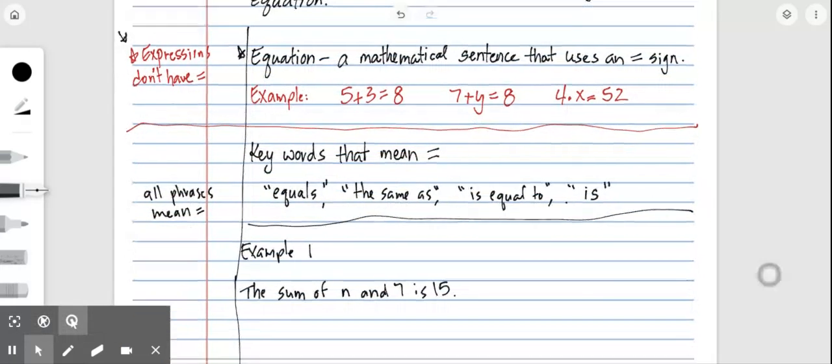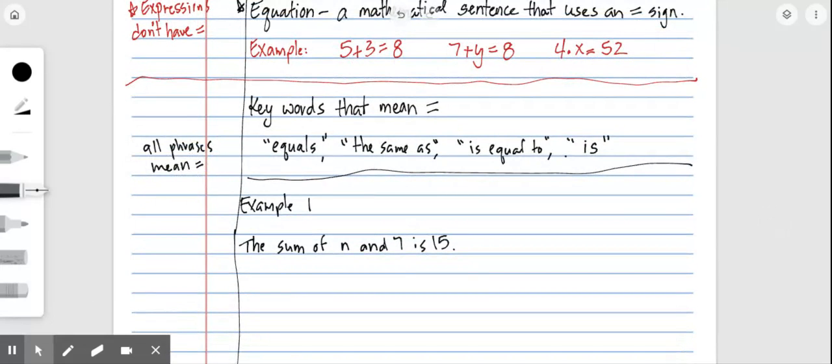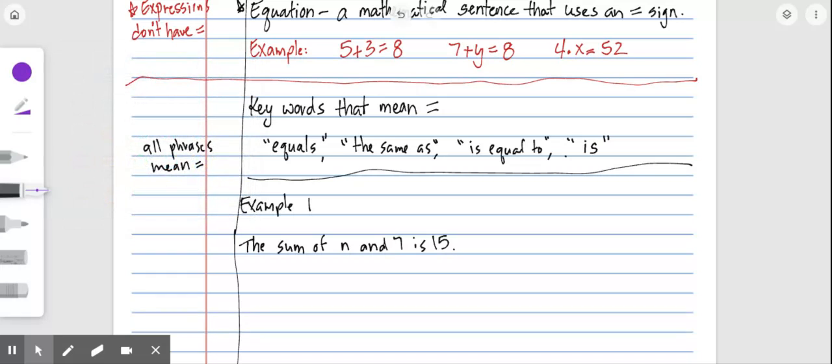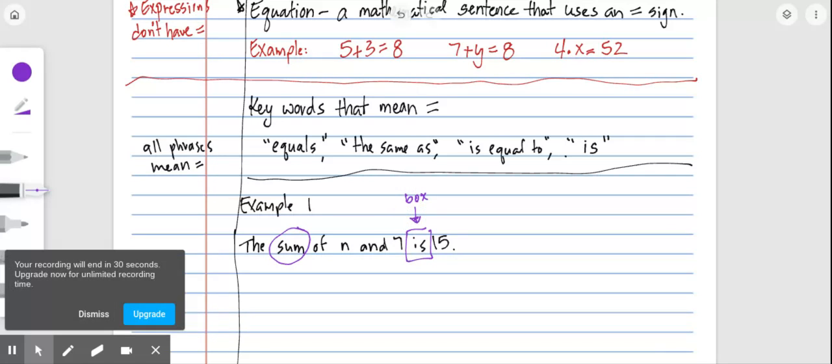So my first example is the sum of n and 7 is 15. So let's start by circling our keywords like we have been doing. So sum tells me an operation. And then right here I have the word is. Okay, now notice that when I have the word is, I'm going to box it. Okay, anytime I see a word that means equal to, I'm going to use the box so that I can tell that I'm using an equal sign.